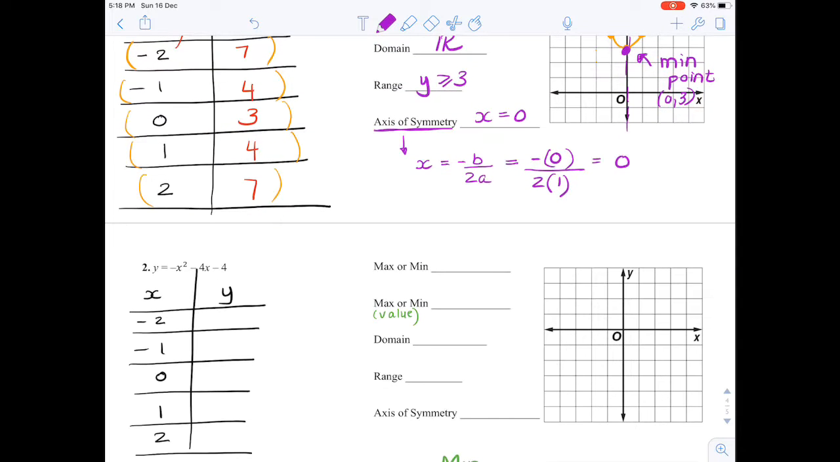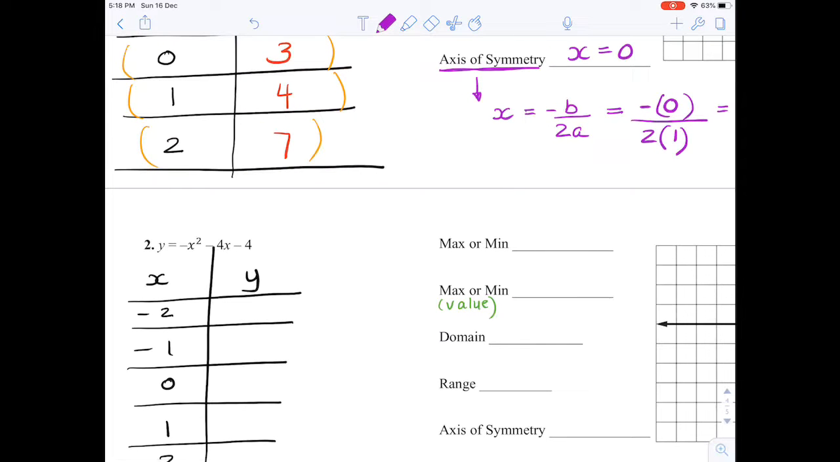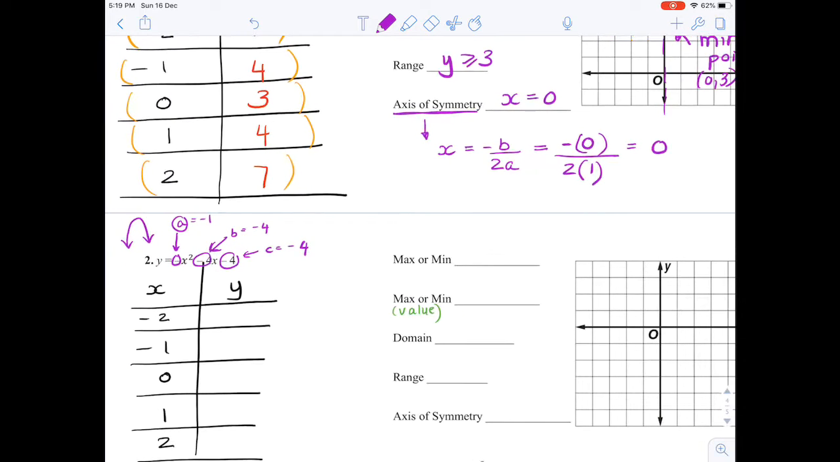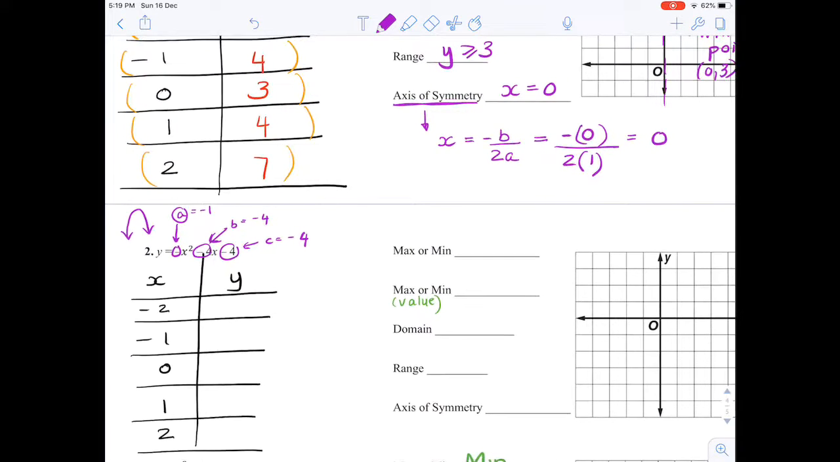All right, number 2. So this time the print is quite small, but the first thing I want you to do is identify the values of a. So there's a, it is negative 1. B, there he is, b is negative 4. And c is negative 4. Okay, so keep those in mind. Also remembering if a is negative, hopefully by now you know that your graph is going to do this. It's just a good thing to keep in mind when you start graphing so you can see if you've made a mistake or not. Okay, so let's begin by filling out our table of values.